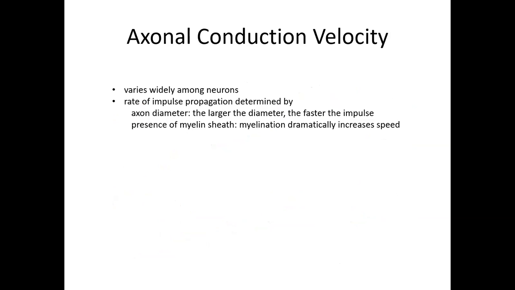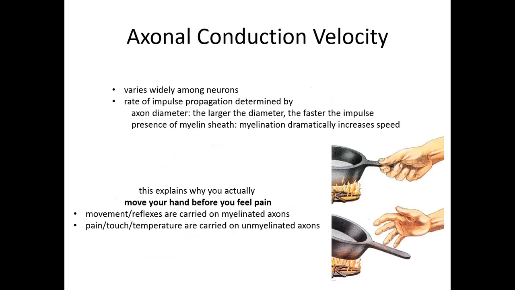So continuing along, the velocity of the axon is totally variable. We already talked before about the larger the diameter of the axon, the faster the impulse, and I've just shown you how myelination dramatically increases the speed. So why is this important?